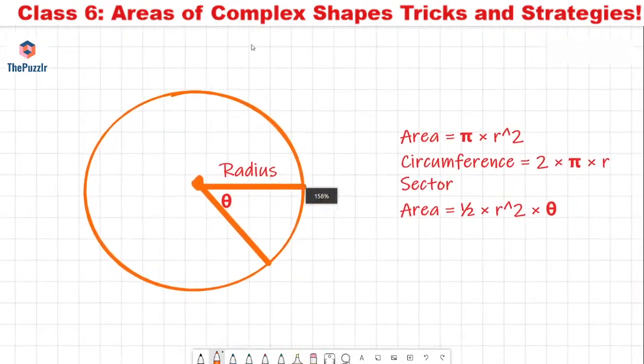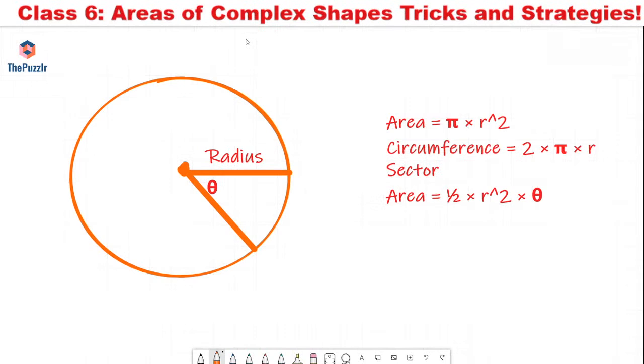Okay, circles. So circles, they appear a lot in the AMC 8. And how do we cover circles? Well, the area of a circle, a lot of us probably know this, is just pi times r squared, where r is the radius. The circumference is 2 times pi times r. And then just as important is sectors. A sector is just a portion of a circle, right? A piece of pie, you can say.